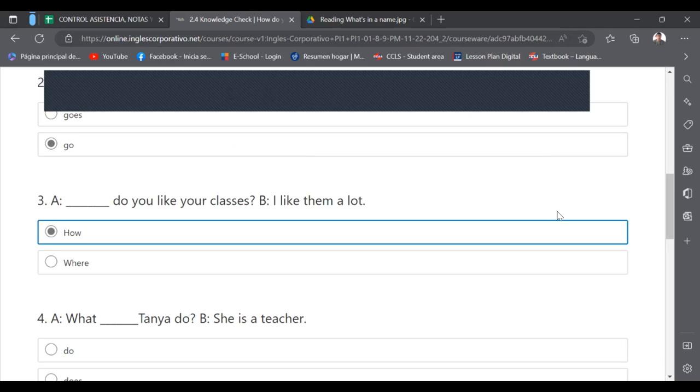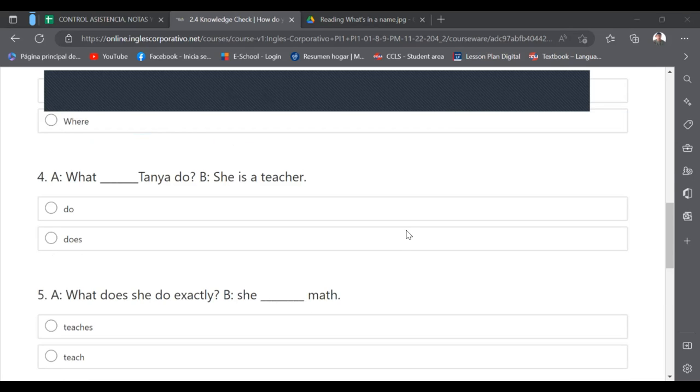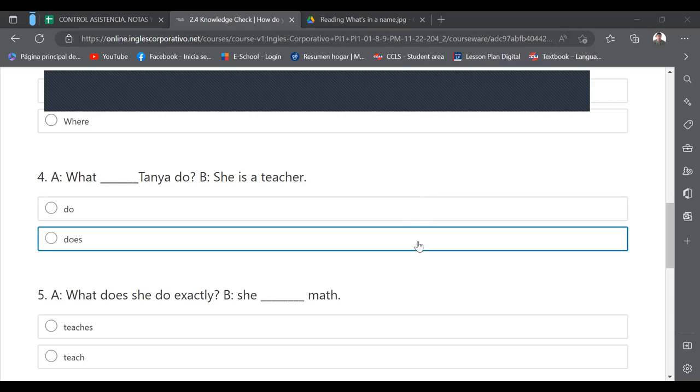Very good. Okay. Let's continue with you, Dalila. Number four. No, se me puso borroso ahorita. Ese nombre es Tanya. Nombre de persona. Tania, Tania. Entonces sería: what does Tanya do? Yo sigo con Tania. What does Tania do? She's a teacher. Very good. Thank you so much.